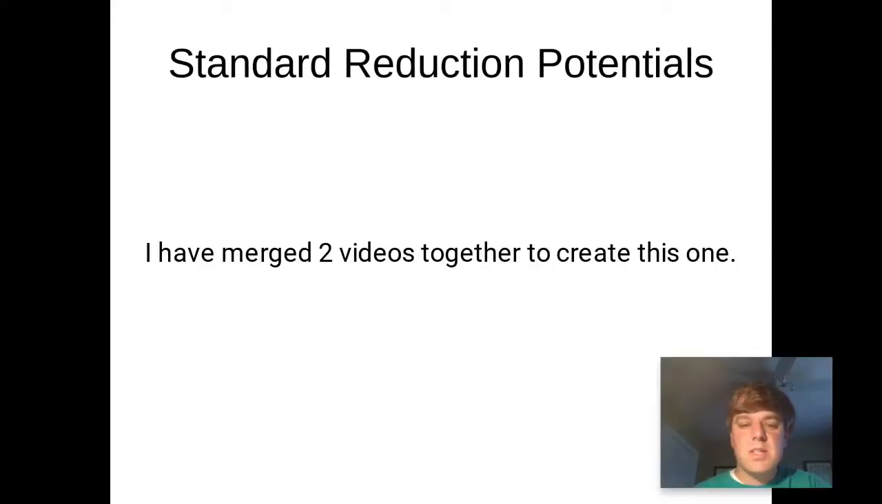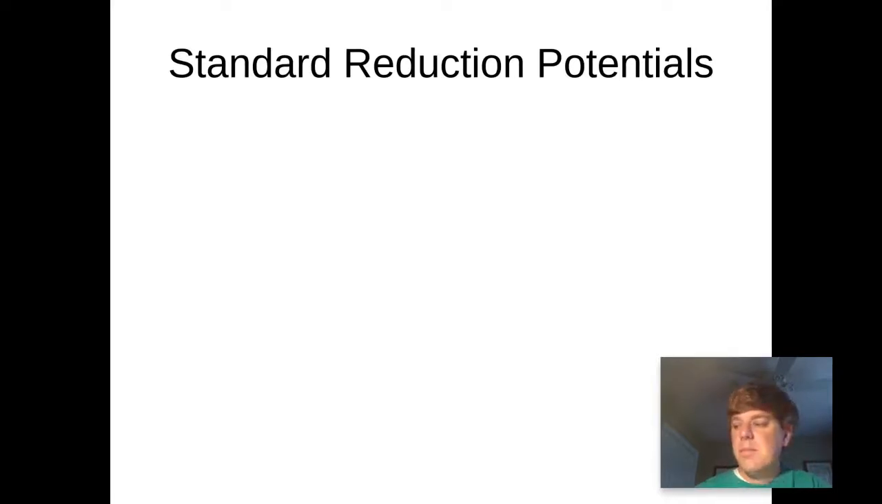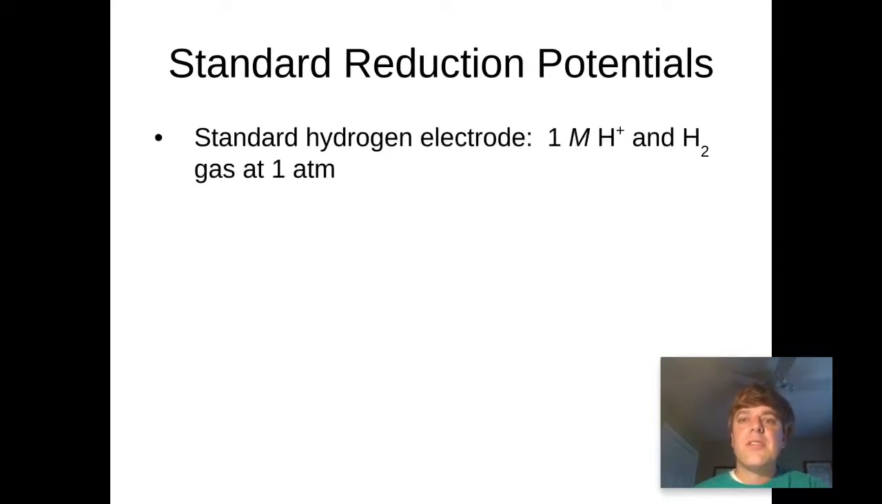transferred. Today we're going to talk in a little more detail about how a cell, a galvanic cell, or what's commonly known as a battery, actually works. And to do that, I need to define something called standard reduction potential. So a standard reduction potential is all referenced to something called a standard hydrogen electrode, where you have 1 molar H+ or acid plus hydrogen gas at 1 atmosphere. That's defined to have a cell potential of 0 volts.